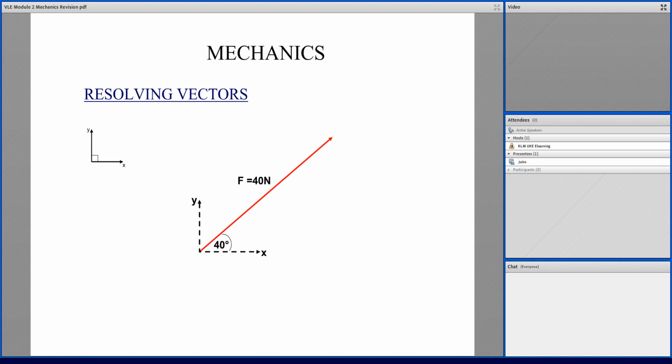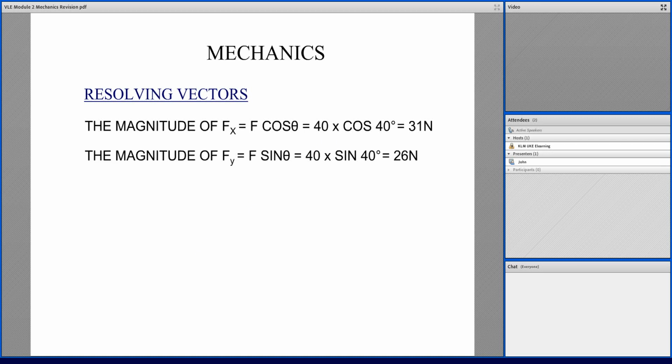Rearranging, just like we did previously, you can evaluate their magnitudes. Doing this on the slide, it shows you what it is in full. The magnitude of F subscript X is equal to F cos theta, which is 40 multiplied by the cosine of 40 degrees, which gives you 31 newtons. And the magnitude of F subscript Y is F sine theta, which is equal to 40 multiplied by the sine of 40 degrees, which is equal to 26 newtons.